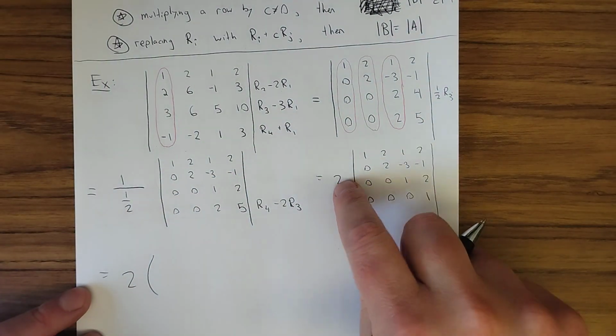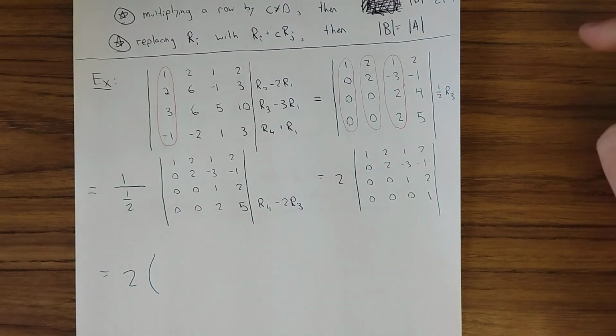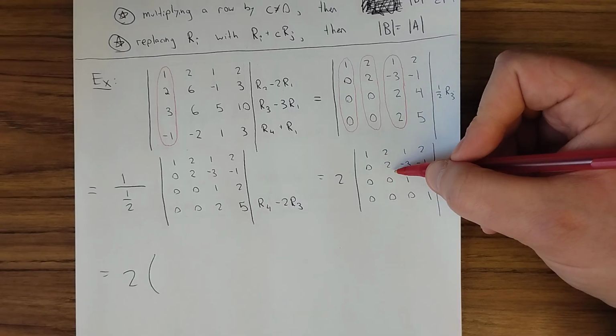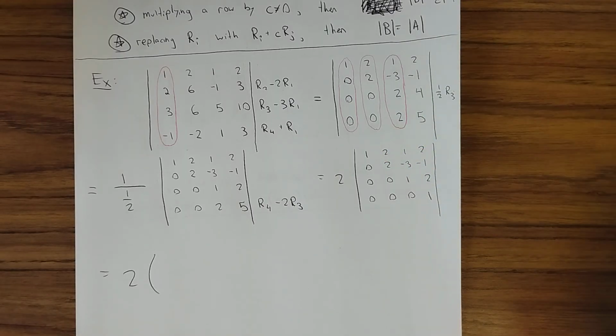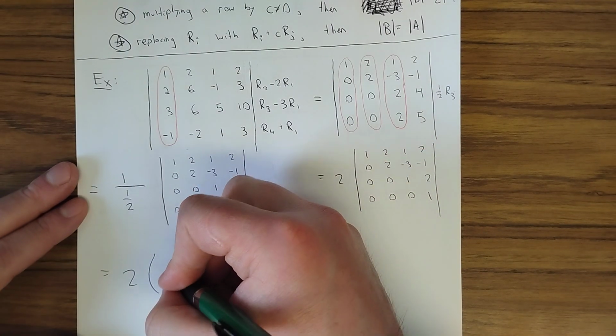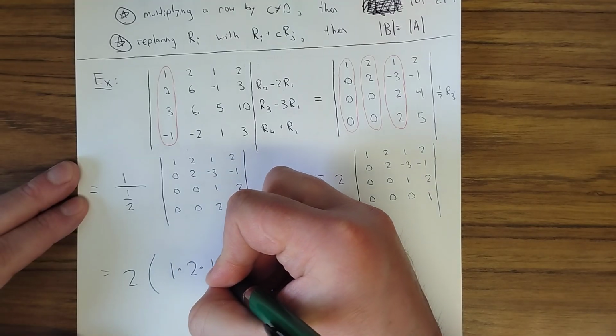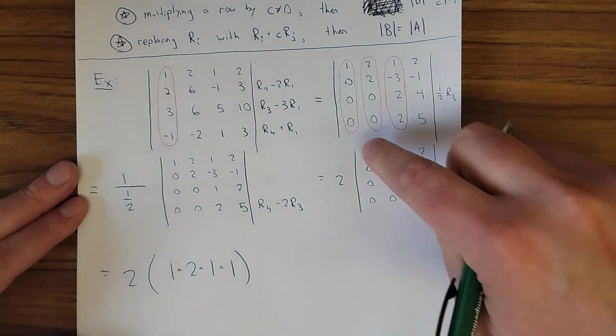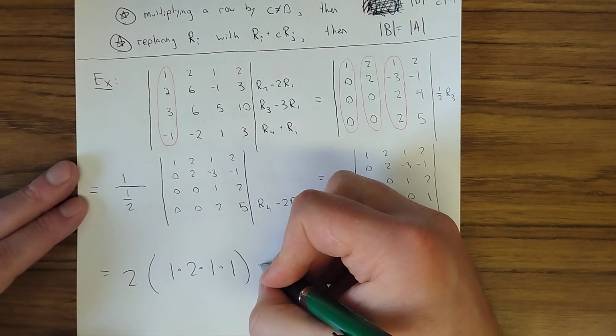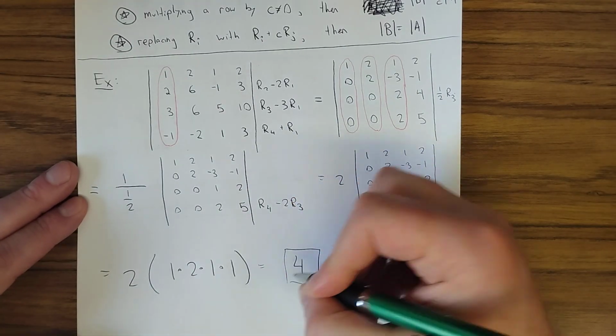So I've got my 2 from the outside, and the determinant of a triangular matrix is the product of its diagonal entries. So I go right down the diagonal. And we get it.